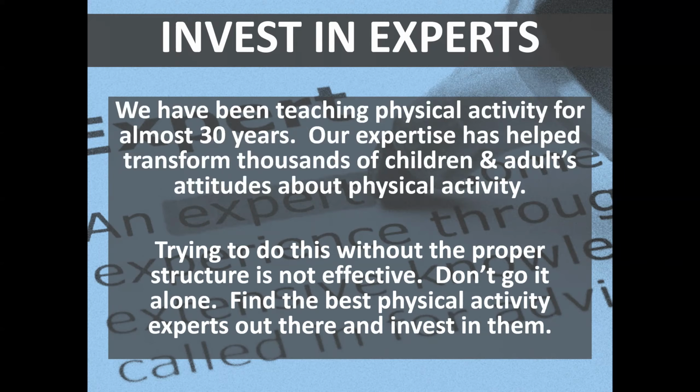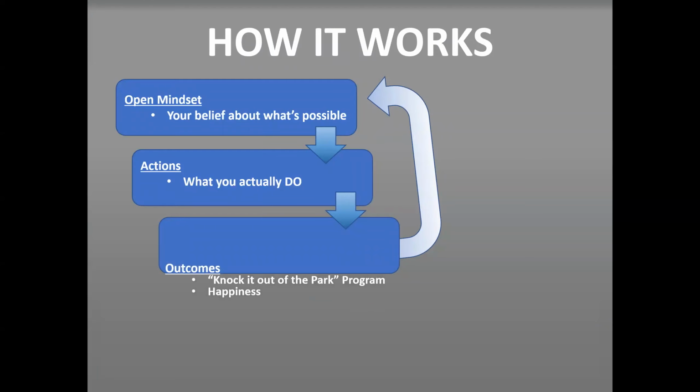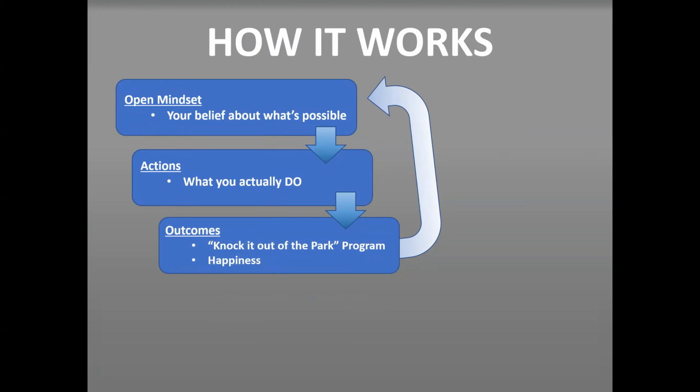Now, let me tie this all together. How it works. First, you need an open mindset that will help you see clearly what is possible. That positive mindset will inspire you to jump into action on a clear virtual physical activity plan. And from that plan, you will have created an amazing program that makes everybody happy. So basically, to change the outcome, you must change your mindset, because you jump into action and so on and so forth. So let me ask you this.